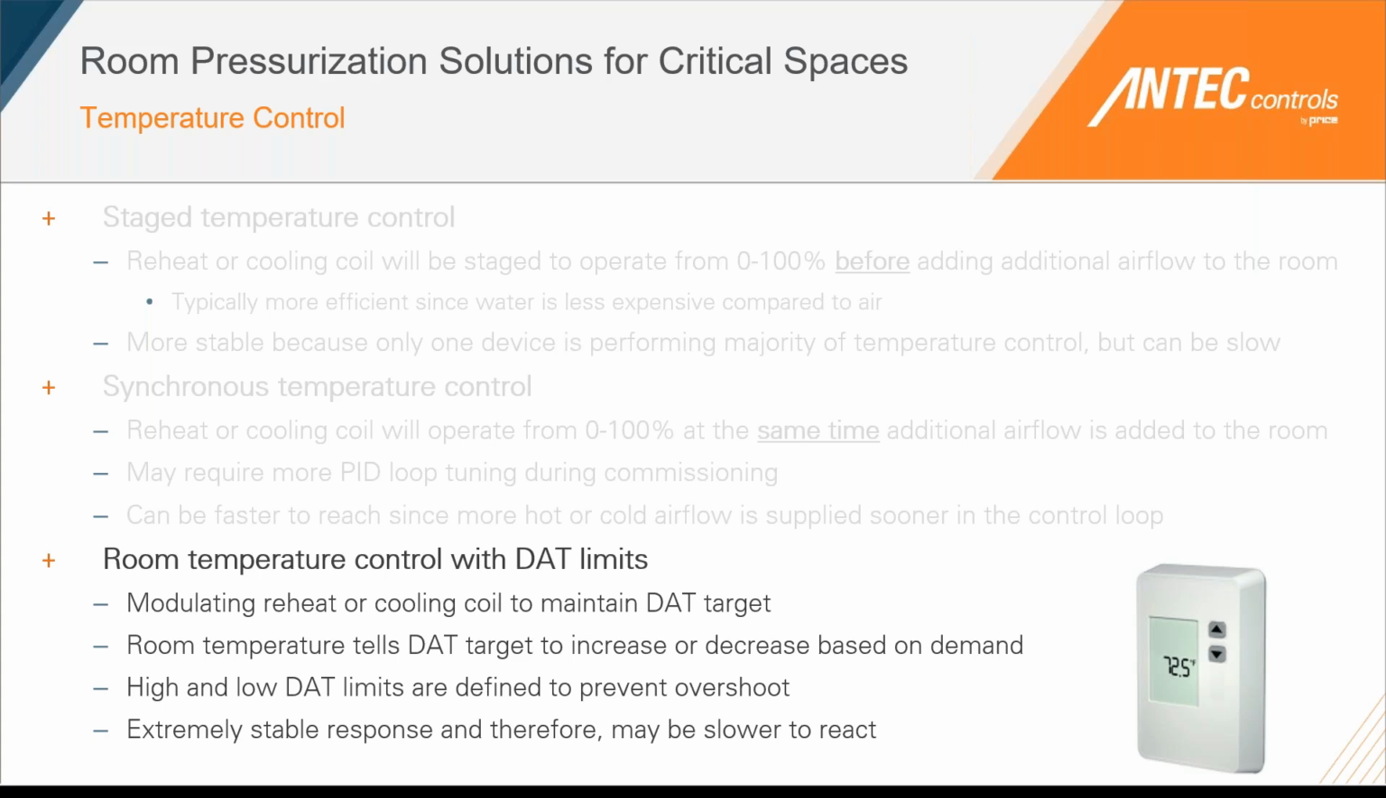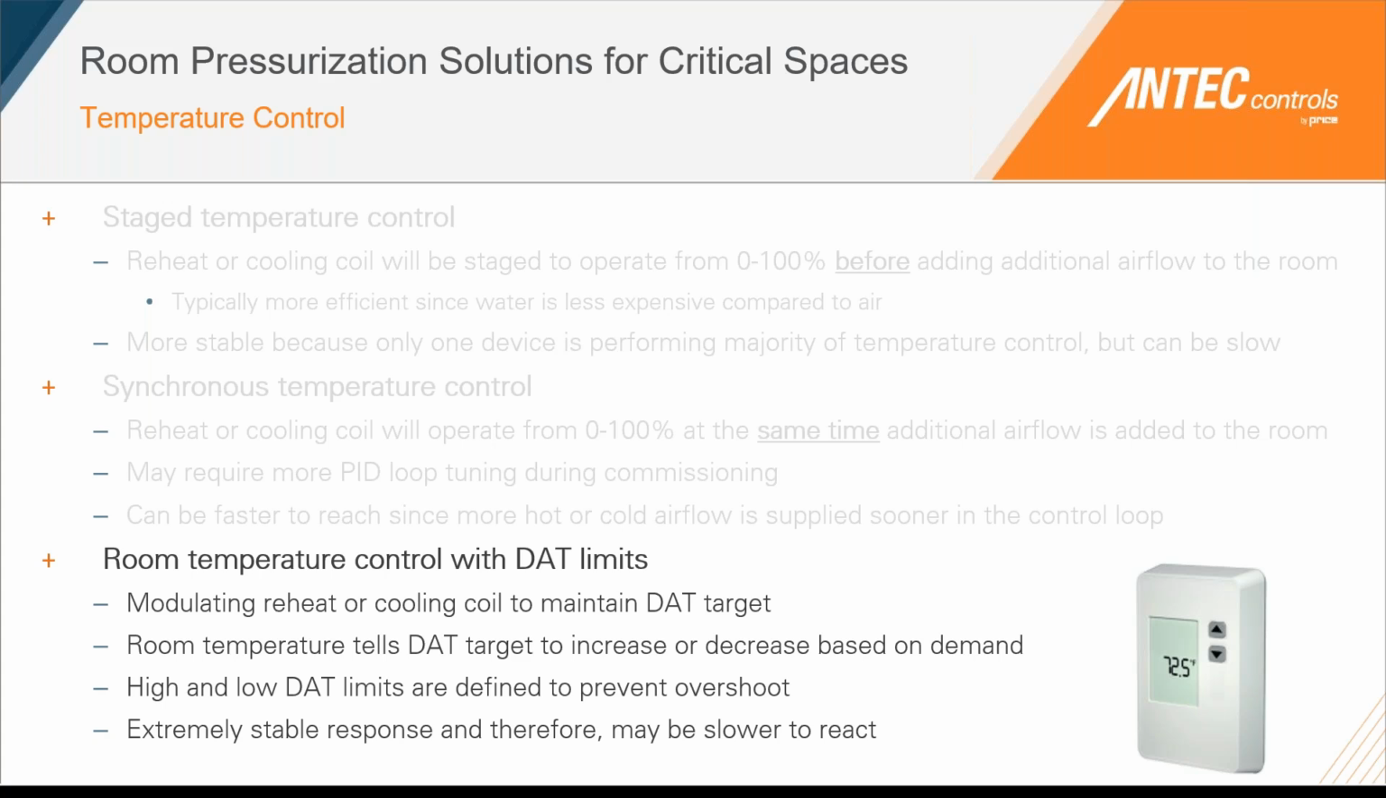The idea is that we're controlling the room temperature based off of what the discharge air temperature set point is. If the room temperature is too cold, the discharge air temperature set point will be high, and then as we start to meet the room temperature set point, we can lower the discharge air temperature target in order to maintain a stable response.